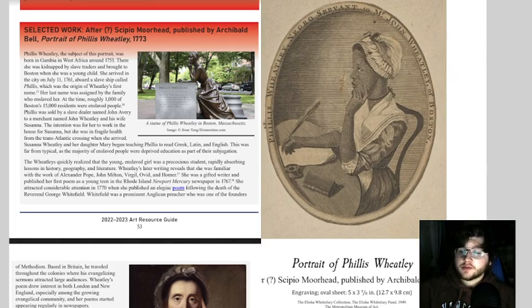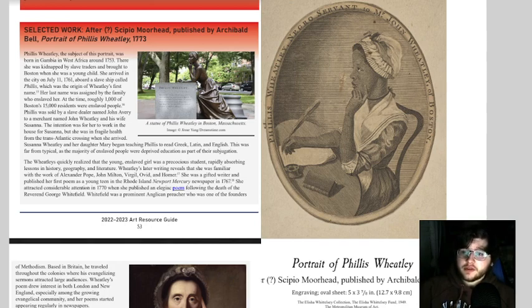Phillis Wheatley, the subject of this portrait, was born in Gambia in West Africa around 1753. There, she was kidnapped by a slave trader and brought to Boston when she was a young child. She arrived in the city on July 11th of 1761 aboard a slave ship called Phillis, which was the origin of Wheatley's first name. Her last name was assigned by the family who enslaved her.